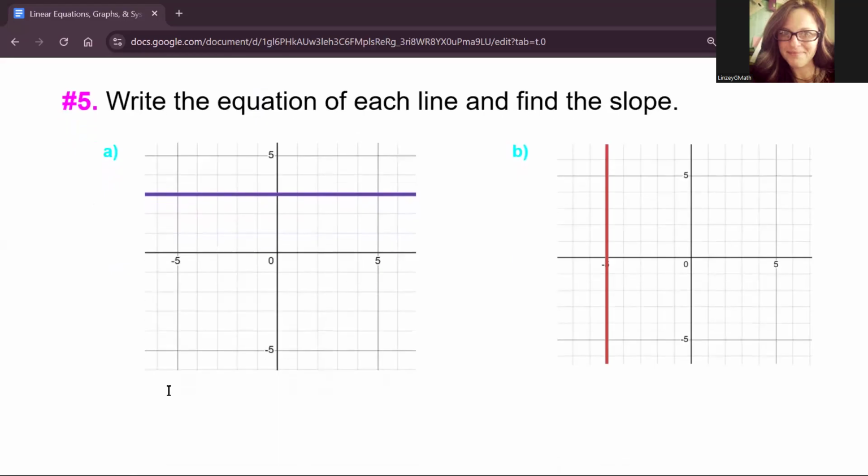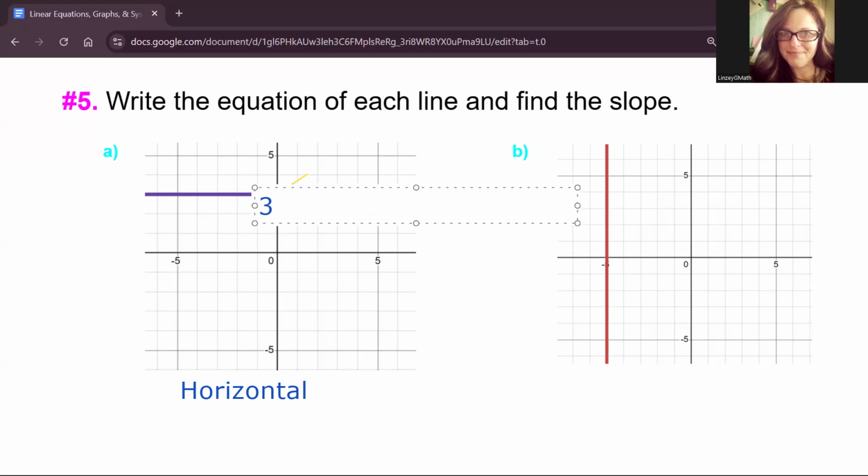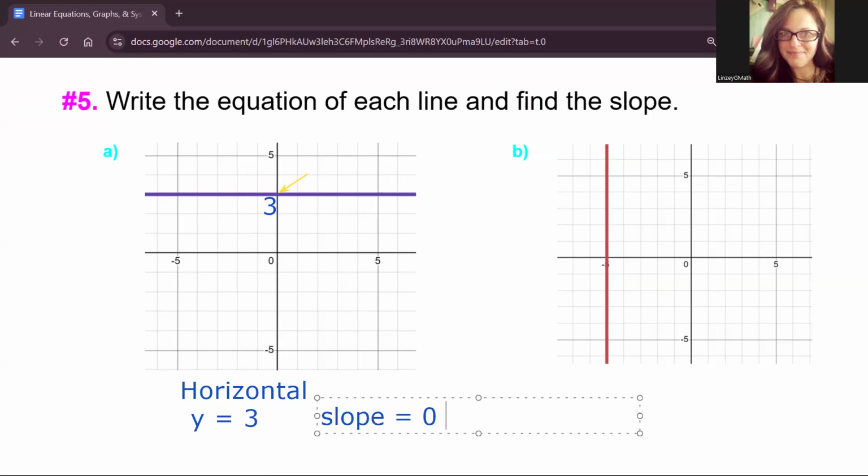Horizontal and vertical lines. A horizontal line goes left and right. Let's see, this is y equals 3. So our equation is y equals 3. Y equals a number is the equation of a horizontal line. And then the slope is 0 since it is flat.